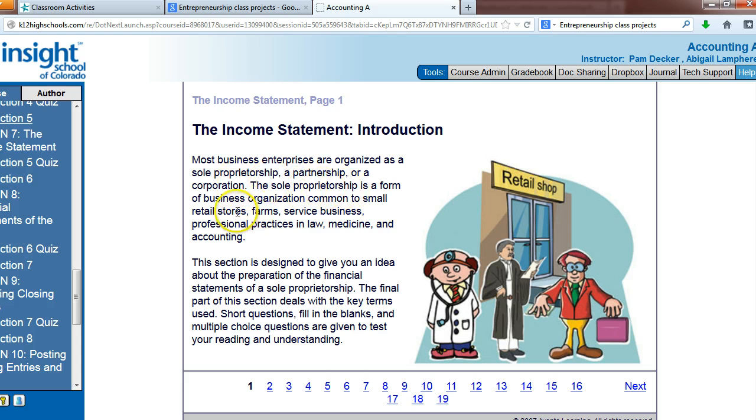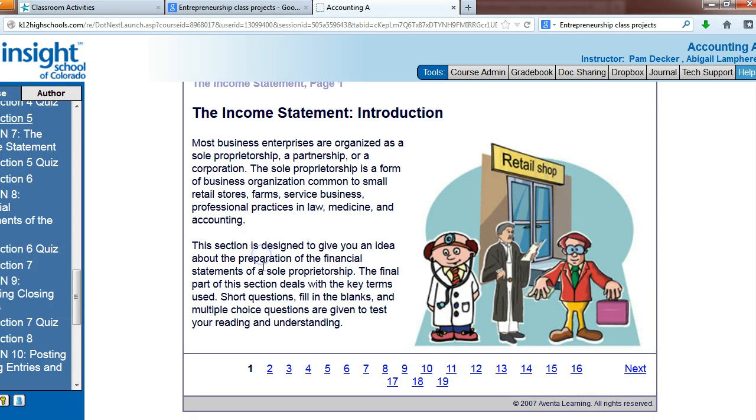And the sole proprietorship is a form of business organization common to small retail stores, farms, service businesses. If you remember, sole proprietorship is when there is one owner that makes all the business decisions. They are in charge of managing the finances and making sure that their business is running smoothly. So there's only one individual in charge of that.